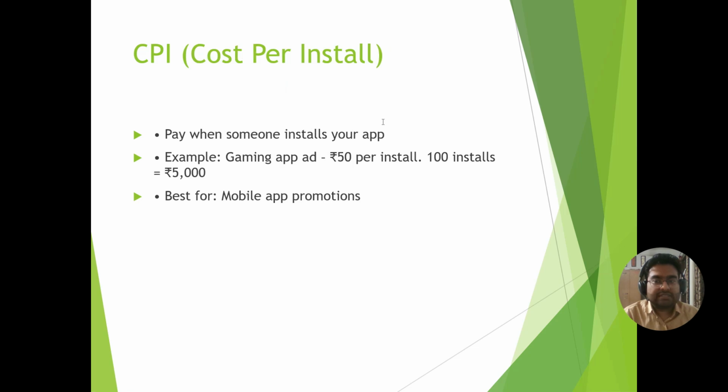Then comes CPI. CPI means cost per install. It is perfect for apps. You only pay when someone downloads your app. For example, a gaming company runs ads on Instagram. For every person who installs the game, the company pays rupees 50. So if 100 people install, then 5,000 is spent. It is good for startups or apps that want more installs.